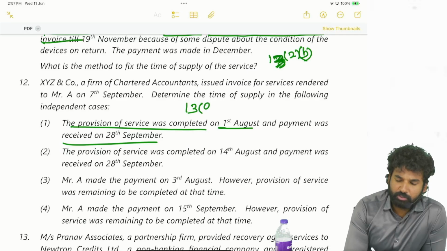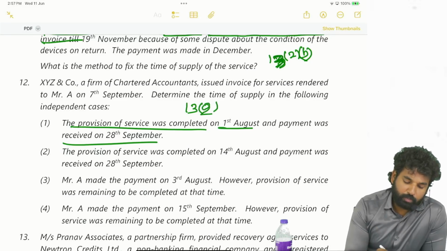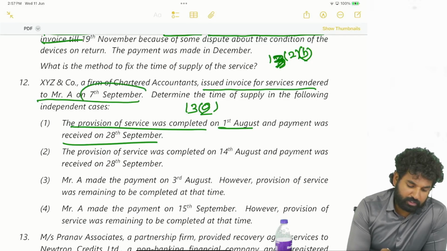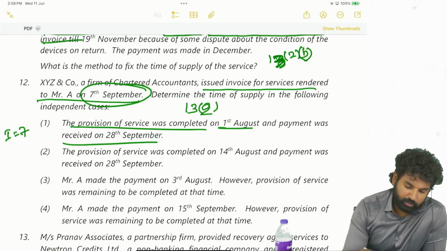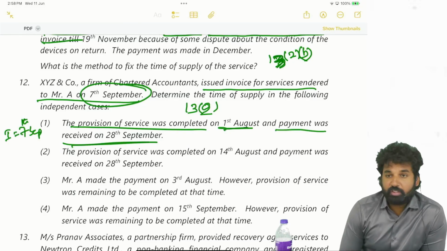Forward charge, reverse charge. CA service. Forward charge only. In reverse charge we have not seen. Forward charge, 13(2). So invoice for the service rendered to Mr. A on 7th September, invoice date, that is fixed. Okay, invoice 7th. Provision of service was completed on 1st August. Payment was received on 28th September. In such case, invoice is issued within time.